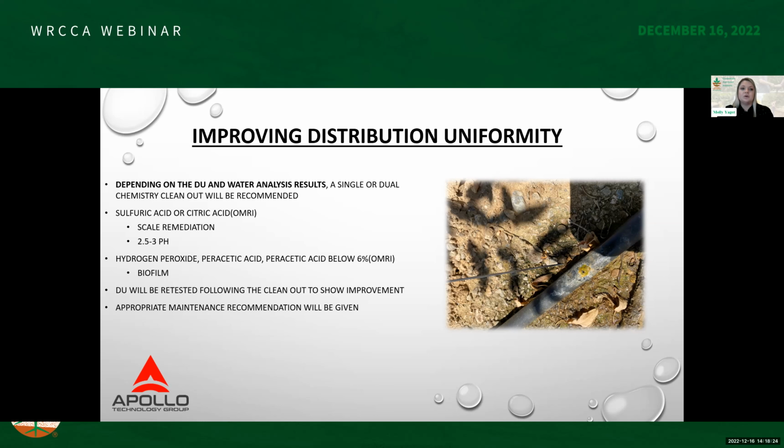So the first, whether they're conventional or organic, we would use an acidifier. And that's going to help with that scale remediation. So we like to drop the pH to about a 2.5 to a 3 and hold it for about an hour and a half to 2 hours and allow those bicarbonates to break down, things to move through the line, and then come back through with either hydrogen peroxide or peracetic acid. And that's going to depend on the severity of the bacteria. That's going to treat the biofilm within the line. And then you flush the line 24 hours after. And then I always recommend doing a distribution uniformity retest, just so the growers have proof that there is progress being made. And then lastly, you should make an appropriate maintenance recommendation.